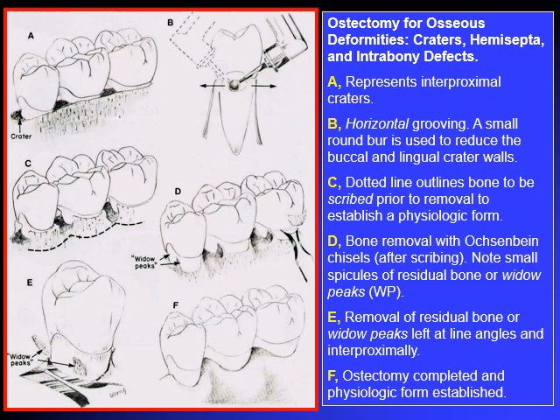Okay, how do we manage this case? As you see in B, we make flattening of the interproximal bone. We remove the buccal and the lingual portion of the crater. So this is a flattening of the interproximal bone, or you can say it is a horizontal grooving, not a vertical one. With a small round burr, it is used to reduce the buccal and lingual crater walls.